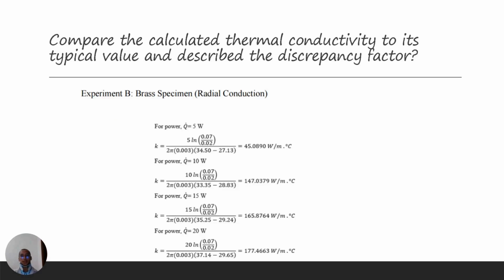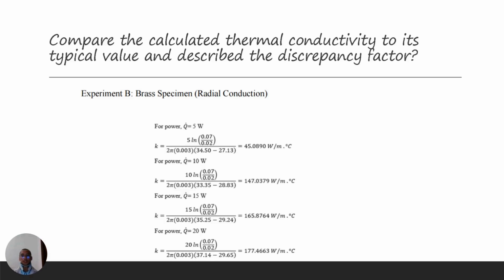For the second experiment B, the brass specimen for radial conduction, based on the radial conduction experiment B for the brass element, the experimental results of the thermal conductivities of radial and linear are slightly different. This is because K is only slightly impacted by power P and the temperature change dT during the experimental process. Temperature changes may be slightly inaccurate due to environmental factors and the time required to cool the system down following the previous experiment. Thermal diffusivity is related to thermal conductivity and inversely proportional to heat storage capacity.